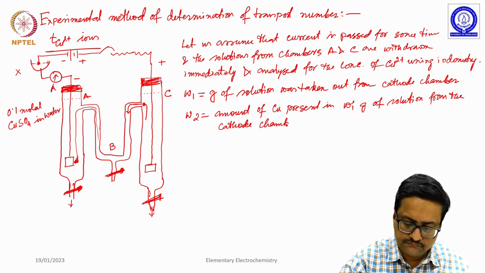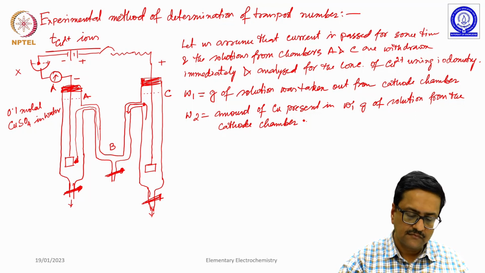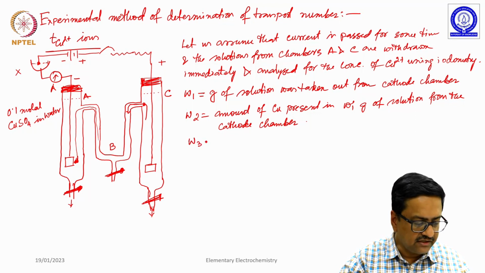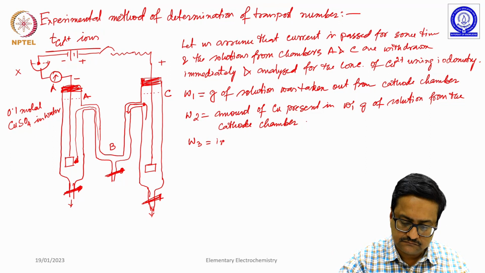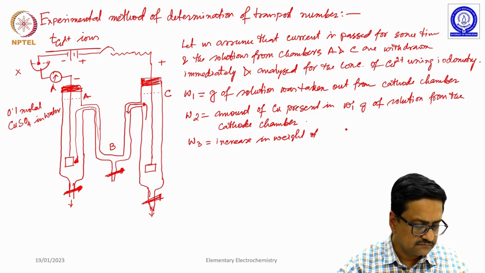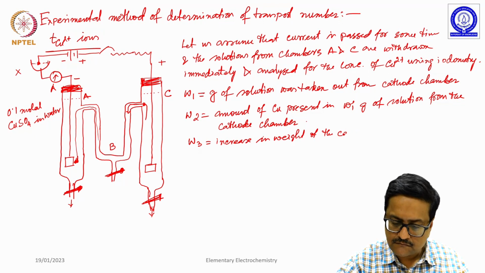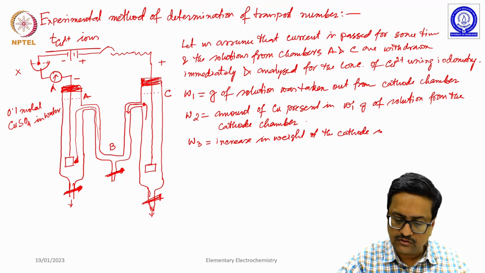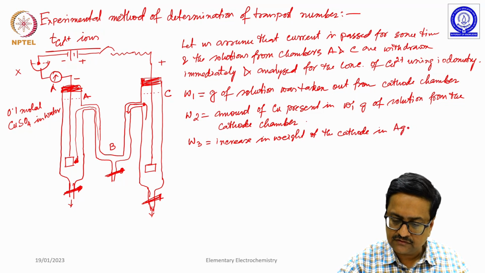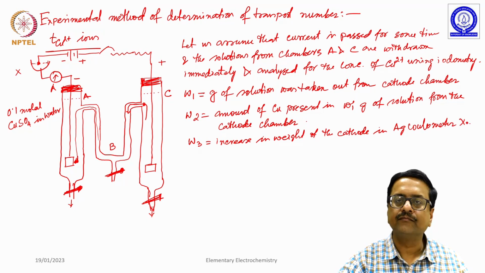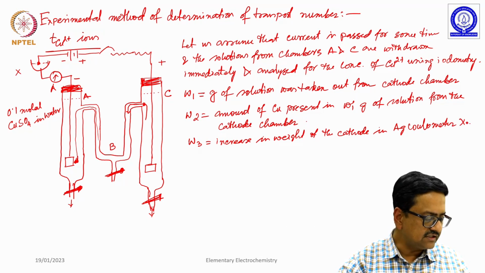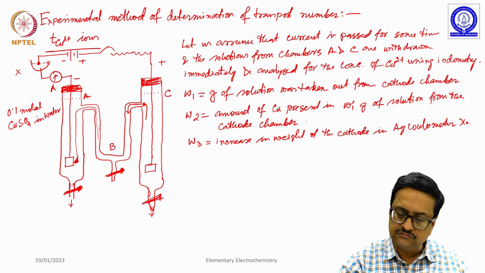And W3 is the increase in weight of the cathode in silver coulometer X. We will use this as a standard.